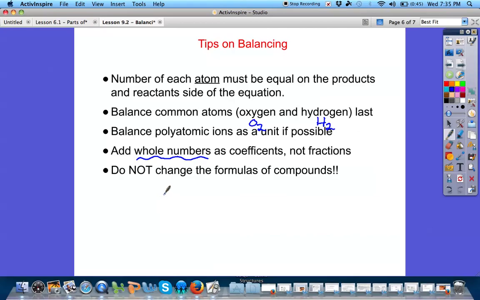So that's all that I have on balancing. Notice today I gave you all these skeleton equations. This is pretty much the only time that you're going to be given those. You're going to be expected to go from a word equation to a skeleton equation and then add in the balancing. That's what our next lesson is going to talk about.